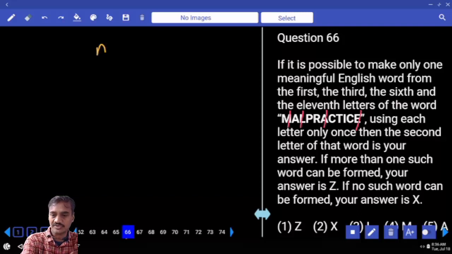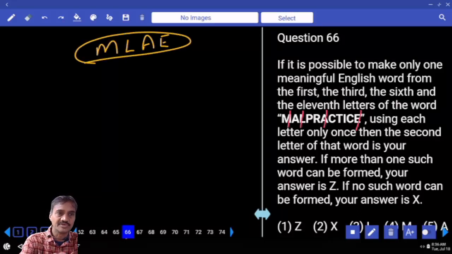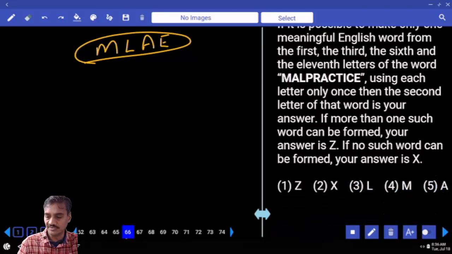Now what are the letters we have? M, L, A. Now with the help of this one, tell me what are the words that can be formed? Male, meal, lame, isn't it? And so on, 4 words can be formed. If more than one such word can be formed, then Z is your answer choice.